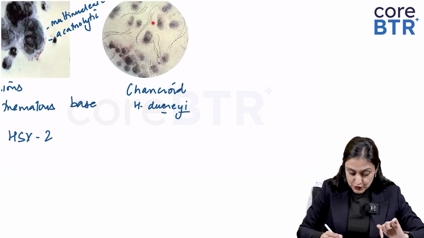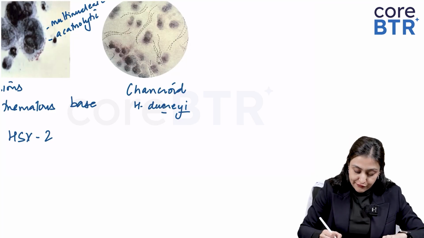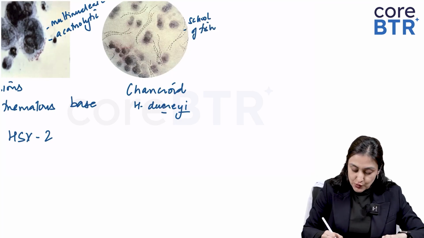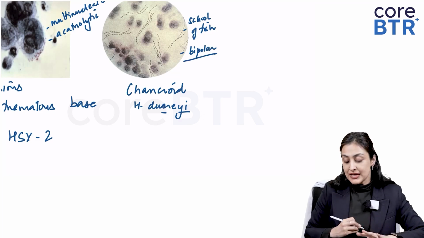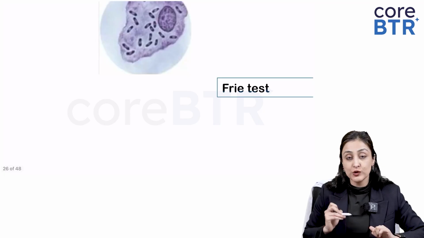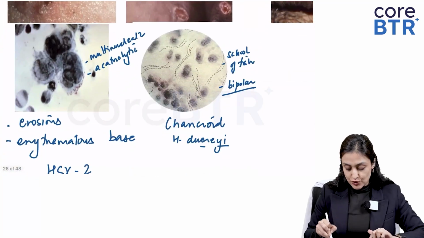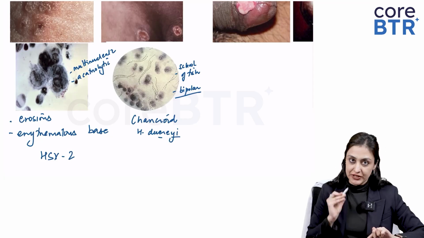The appearance here is a Giemsa stain, and this appearance is called school of fish appearance. This is also one bacteria which can show you bipolar or safety pin staining. This is what it looks like, the bipolar safety pin appearance, which we'll also study in a moment, but it can also be seen in H. ducreyi, right? So this is chancroid.